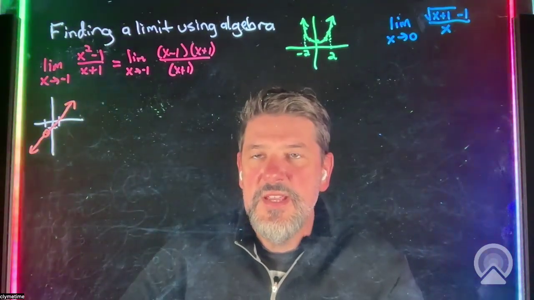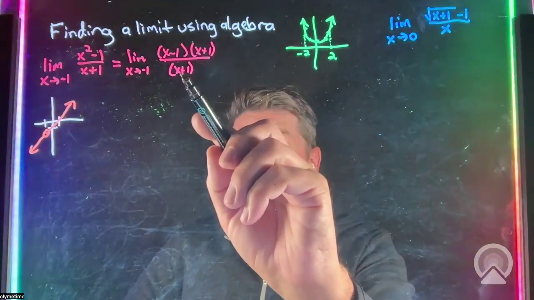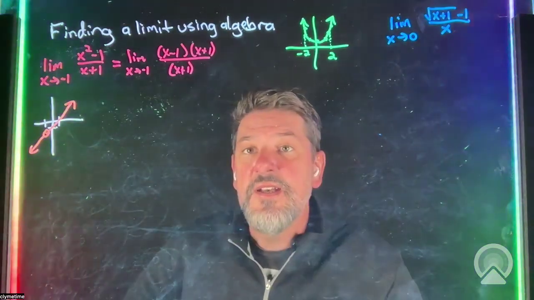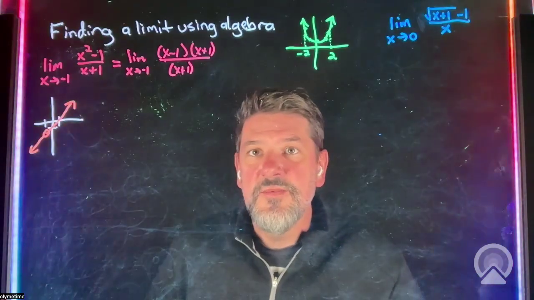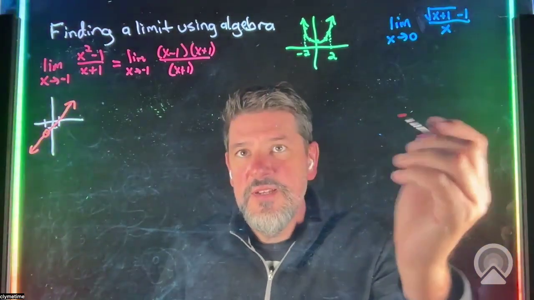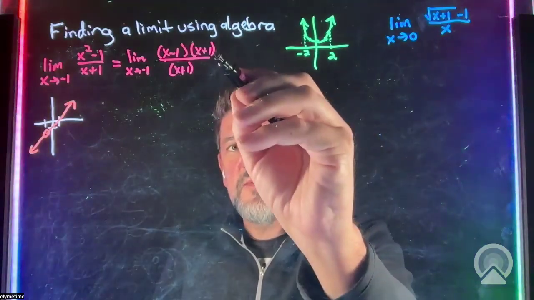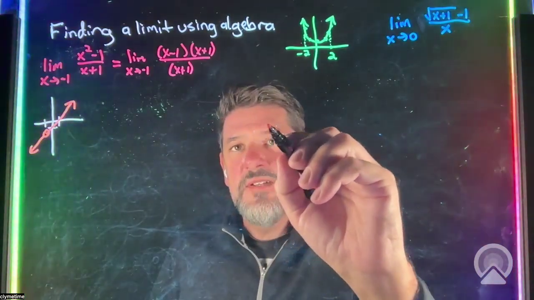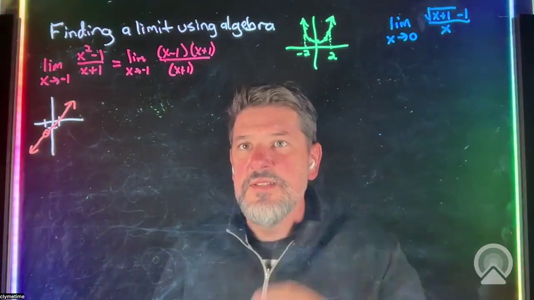And the reason why we want to do that is perhaps we can see now that this will cancel with that. When you divide this by this, you get 1. 1 times anything is itself. And so that's why we're able to cancel those two out, because anything times 1 is itself.